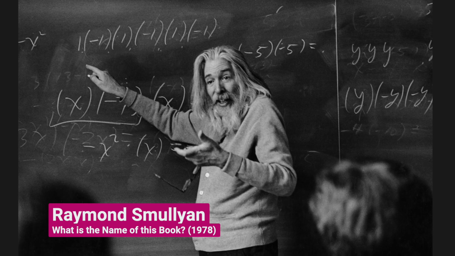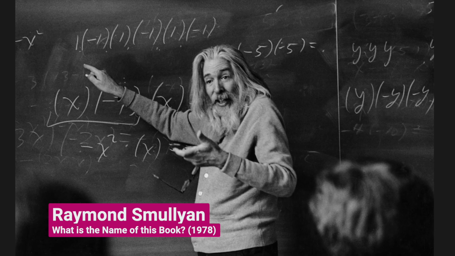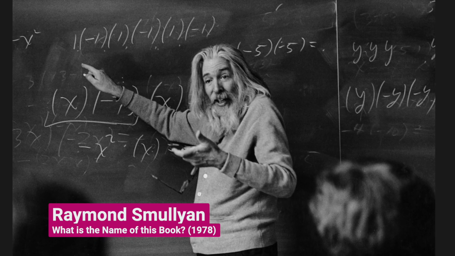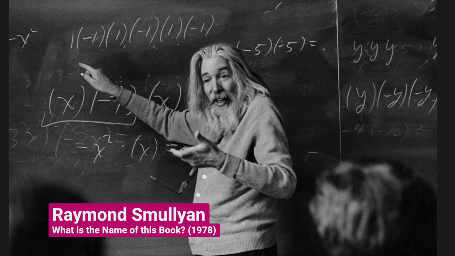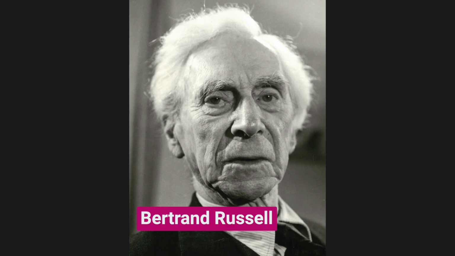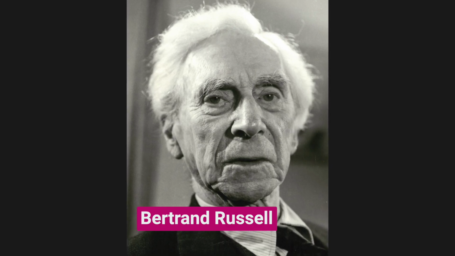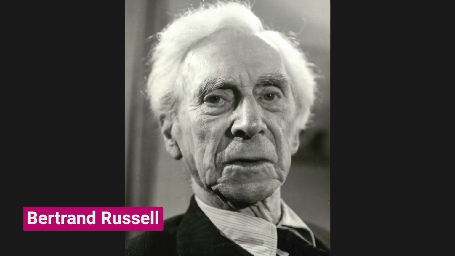Knights and Knaves puzzles were first published under that name in Raymond Smullyan's 1978 book. What is the name of this book? It's a book basically going through lots of puzzles and paradoxes in logic. So he came up with the name, but the puzzle itself goes way back. There were lots of different versions of this published throughout the 20th century. I think the idea basically goes back to Bertrand Russell.